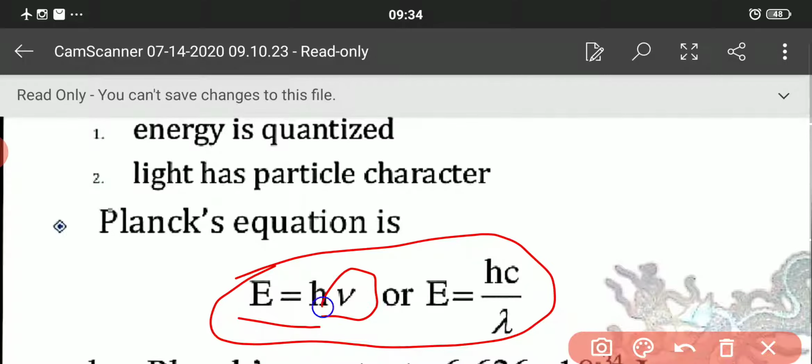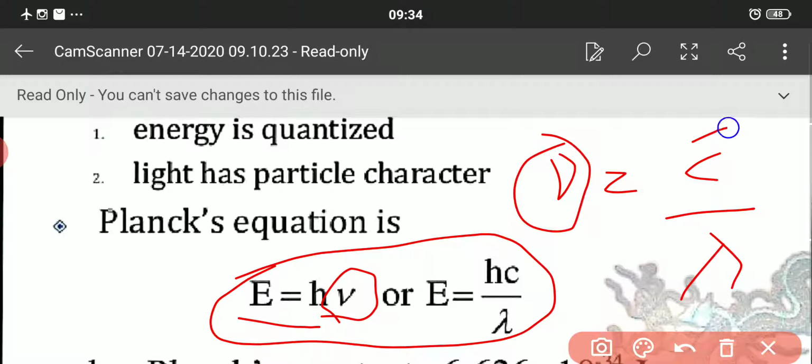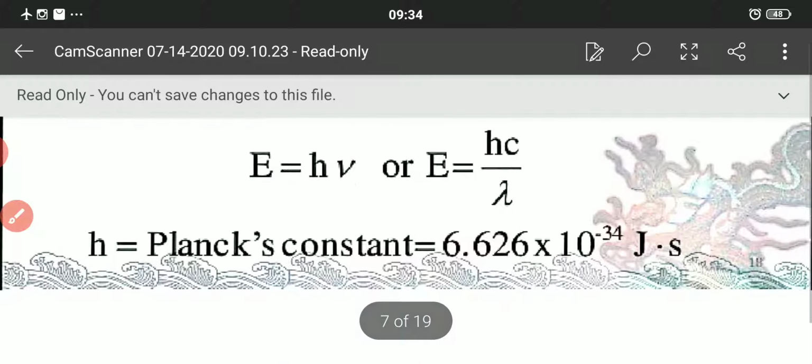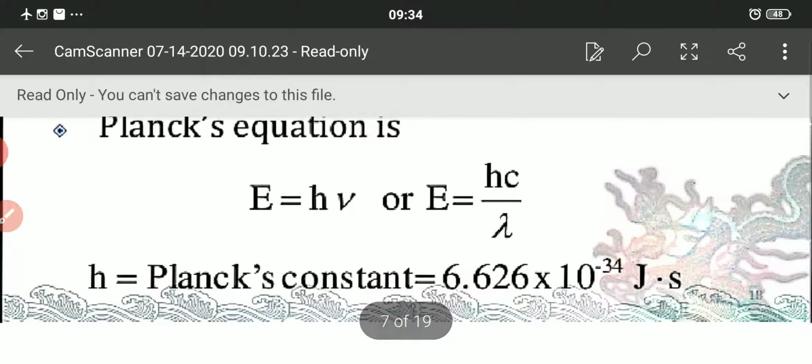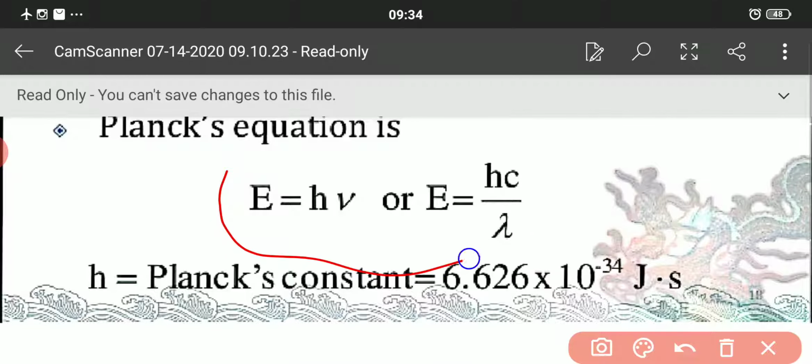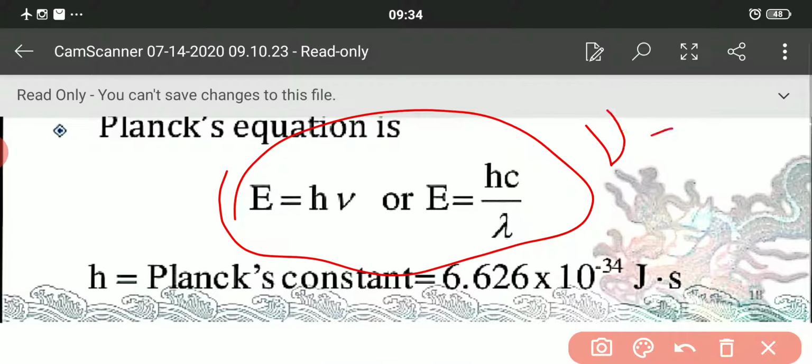So remember only the equation of Planck: E is equal to h mu, where mu is equal to c by lambda. Mu is the frequency, c is the velocity of light, lambda is the wavelength, while h is the Planck constant. The value of the Planck constant is 6.626 into 10 raised to minus 34 joule second. So remember this equation, E is equal to h mu and mu is equal to c by lambda.